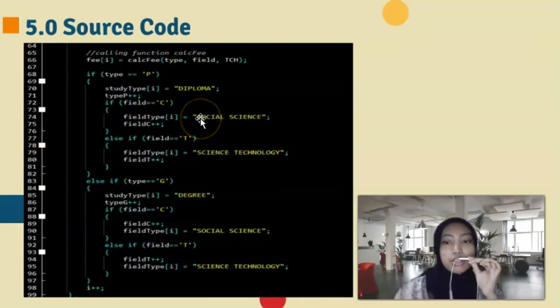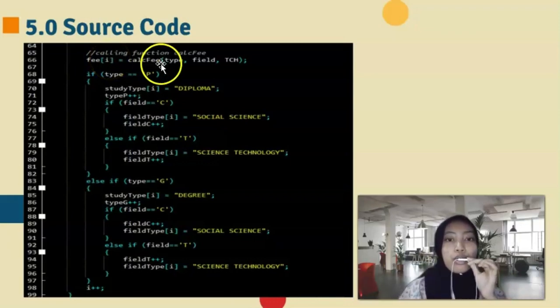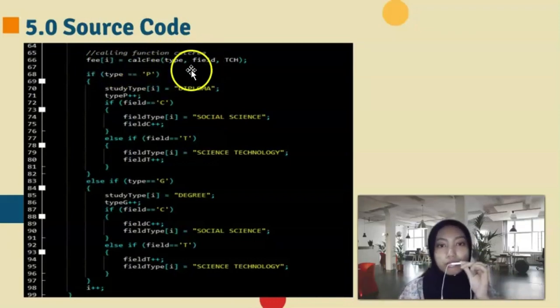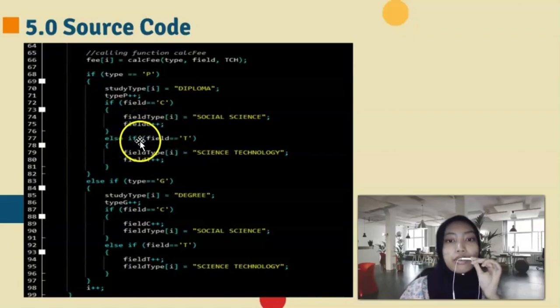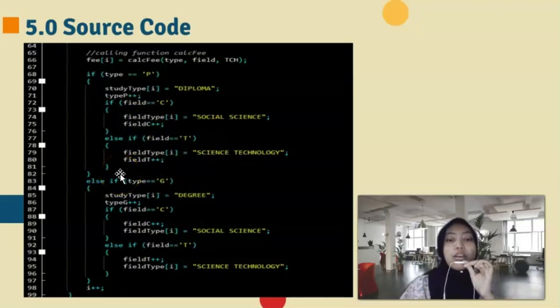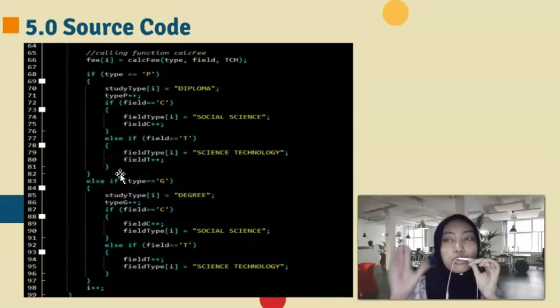Next, this is our source code for calling the function. Like the previous one, I already showed you our function calculate fee. And if type diploma or P, type P++, and if C, C++. Do you know why we use type P++, field C++, and so on? Because we want to count how many students there are. Next.